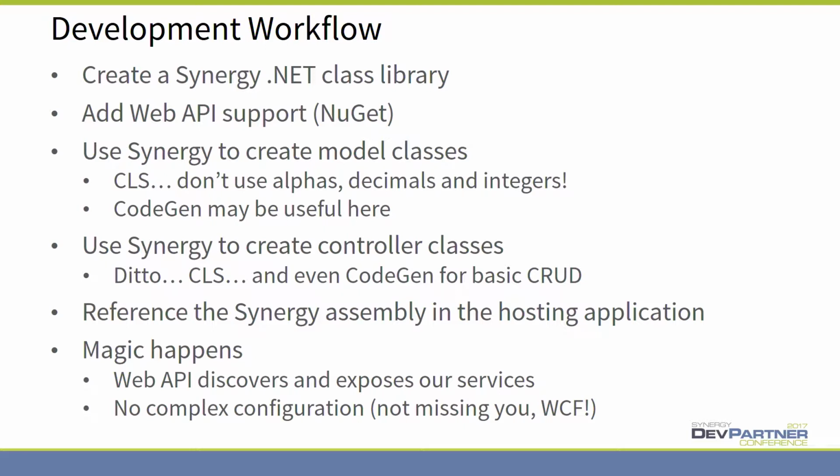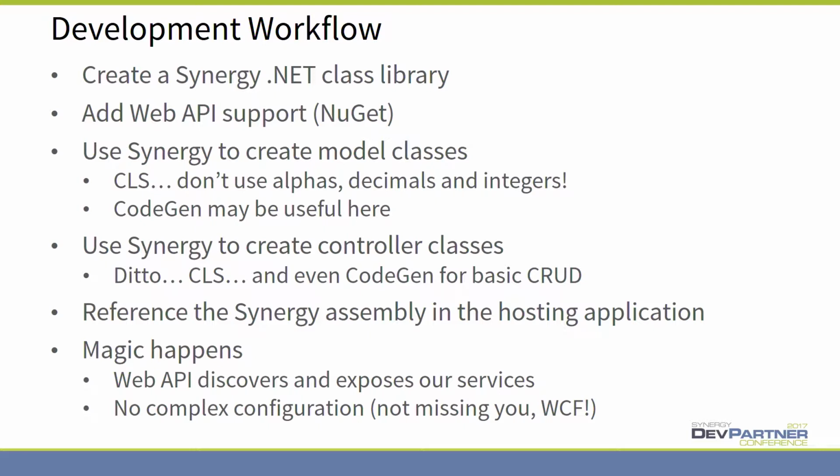And we use Synergy to create our controller classes. Again, ditto, we're going to use CLS types. We can use alphas and decimals within our code, but our external interfaces, the things that the web API sees as operations, we'll make sure that we use only .NET types on those things. We're going to reference the Synergy assembly in our hosting application, and magic happens.